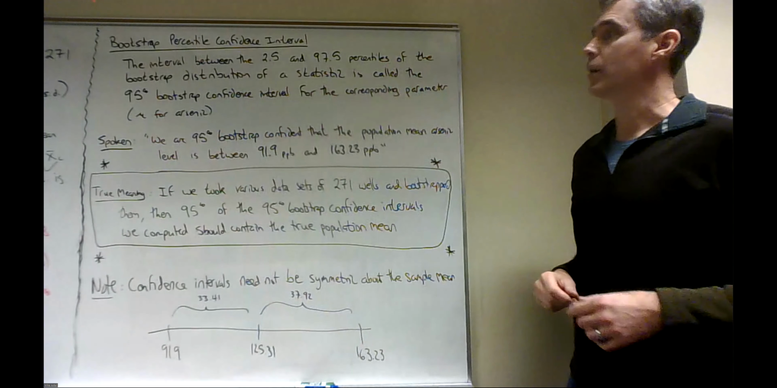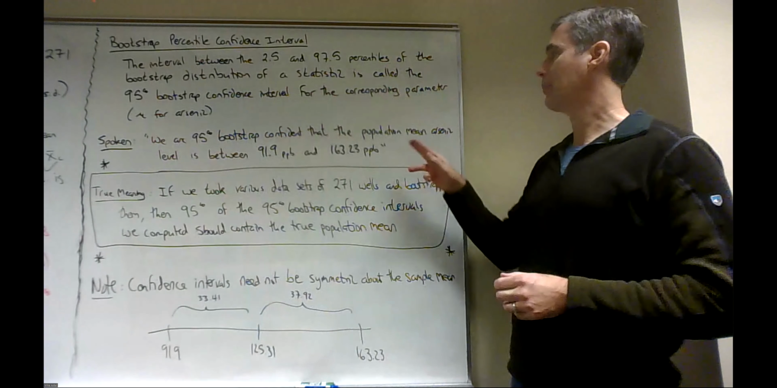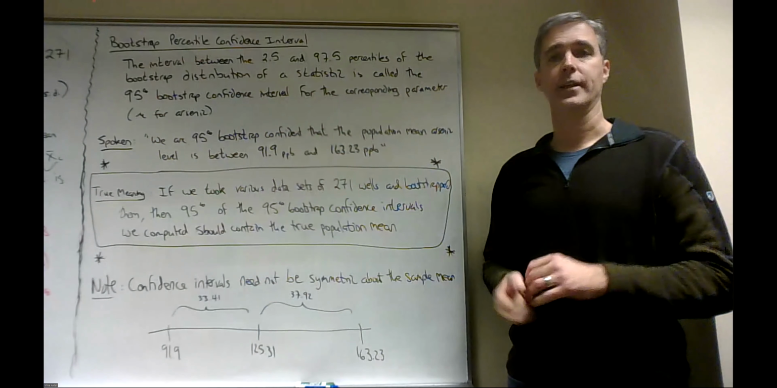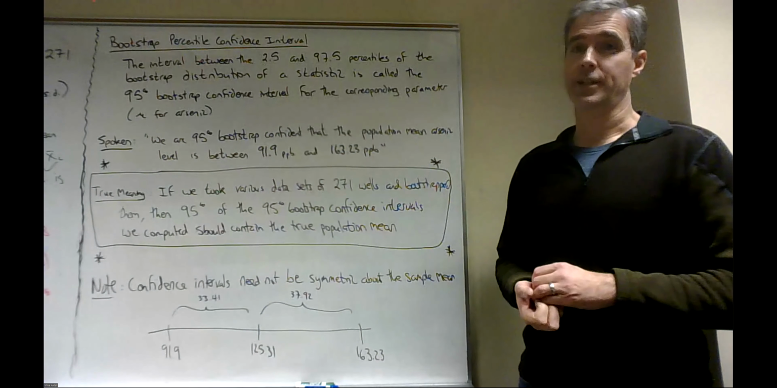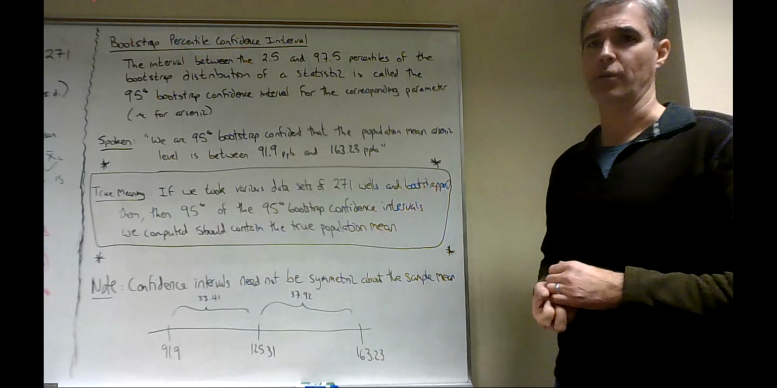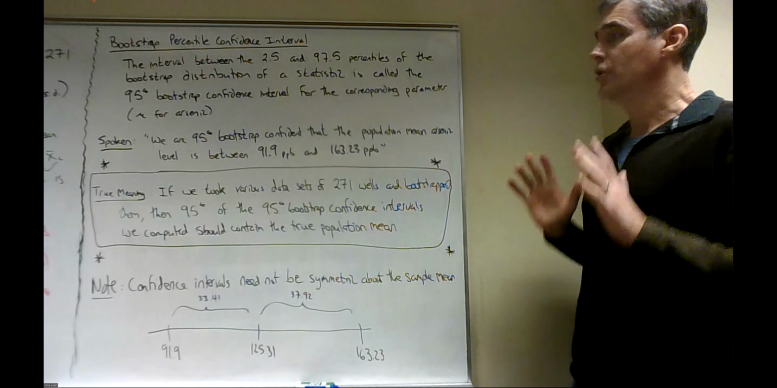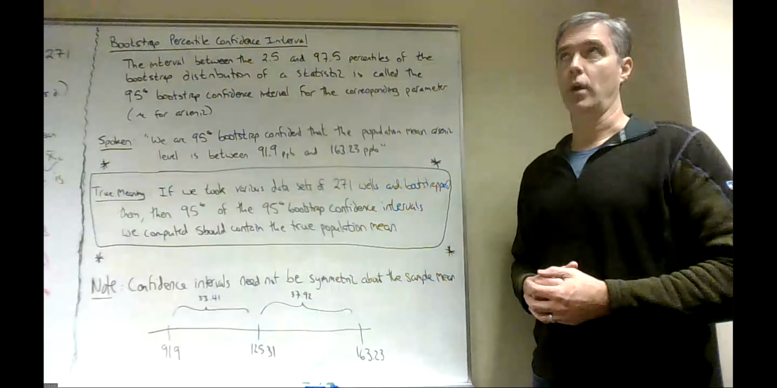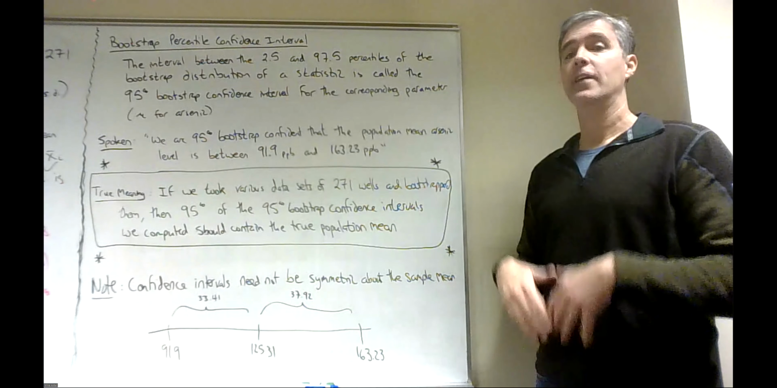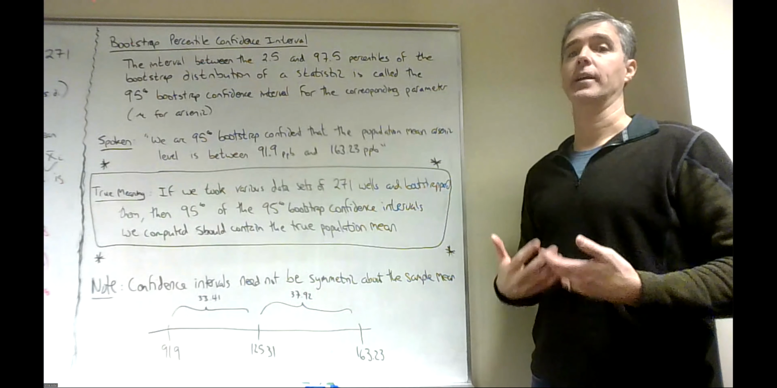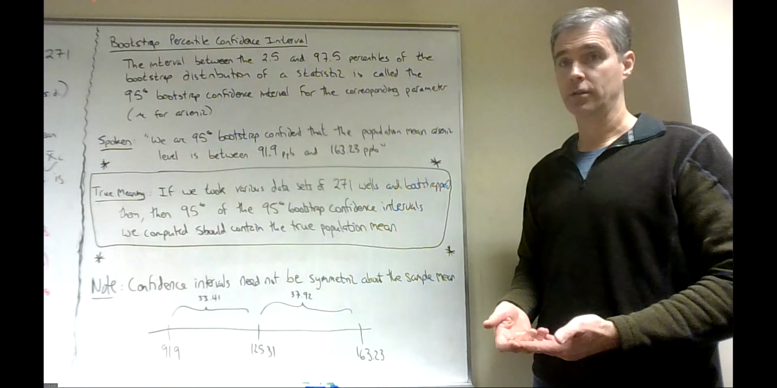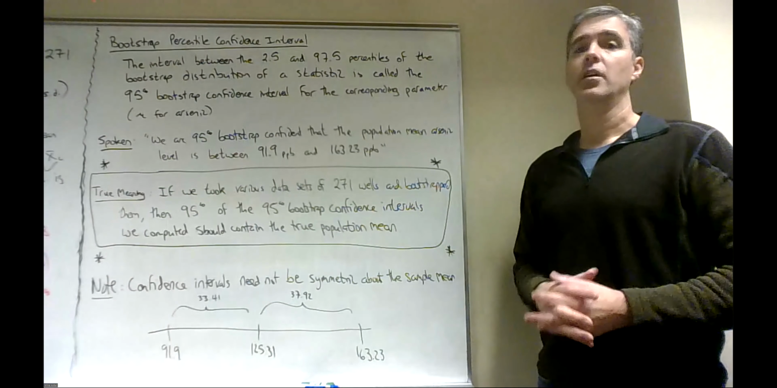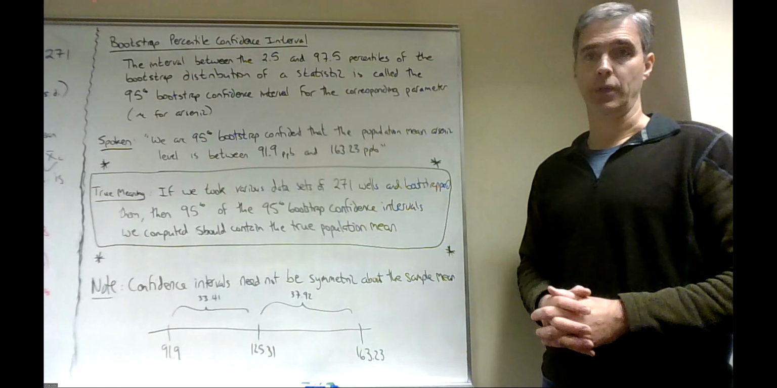Now, how do we speak it? We say we are 95% bootstrap confident that the population mean arsenic level is between 91.9 and 163.23 parts per billion. That's what we would say. But what we mean is something quite different. And we're going to reiterate this point, I believe, in chapter 7 when we take a real deep dive on confidence intervals. The true meaning is if I was given a bunch of samples of 271 wells from Bangladesh, and if for each of these samples I bootstrapped them and created a 95% confidence interval, then 95% of those confidence intervals should contain the true population mean.